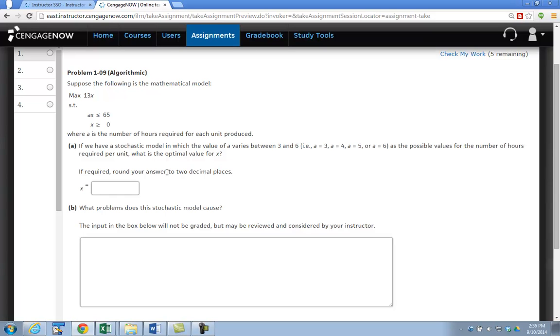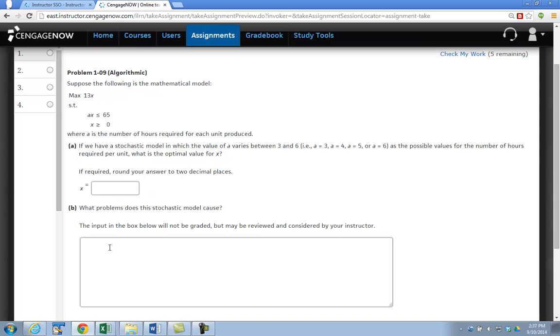We have a stochastic model. Remember, stochastic just means that the input data is not known with certainty, so probabilistic, in which the value of A varies between 3 and 6. So A can take on the value 3, 4, 5, or 6, so that's nice, it's giving us just whole numbers, as the possible values for the number of hours required per unit. What's the optimal value for x? If required, round your answer to 2 decimals.